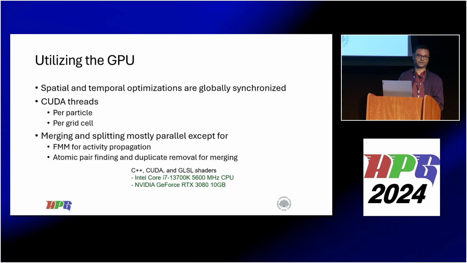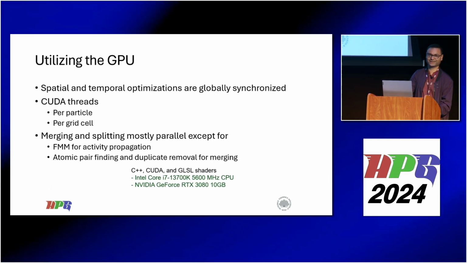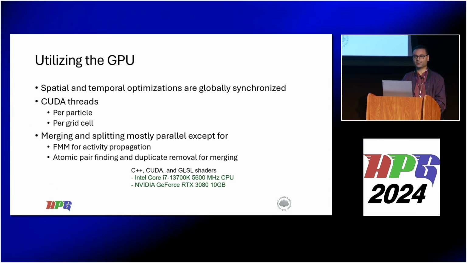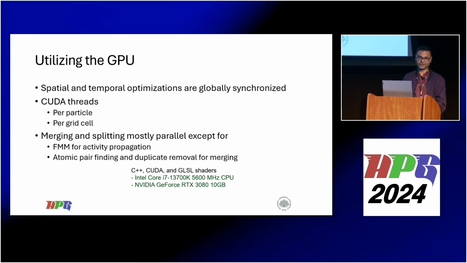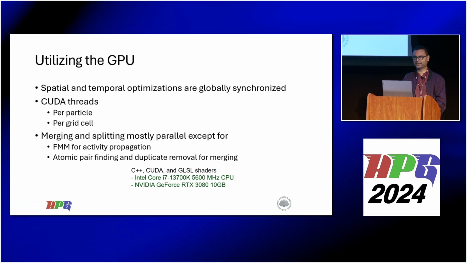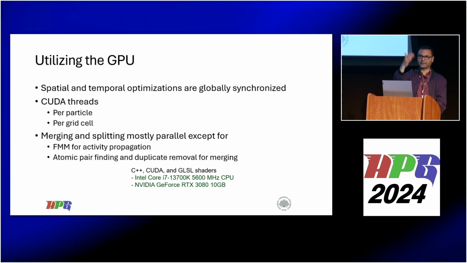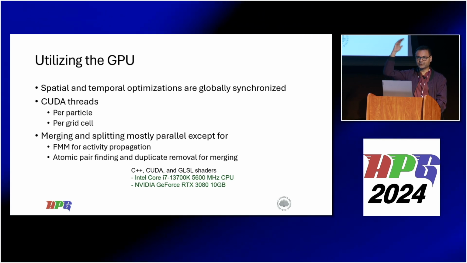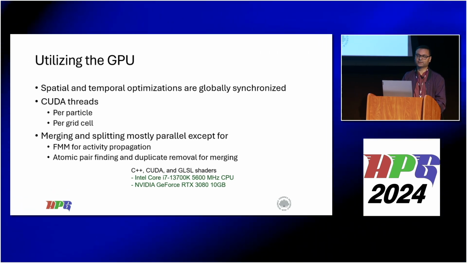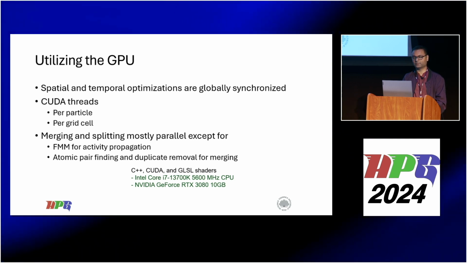For this conference, I know it's very important to talk a little bit about the parallel part, the GPU part. The spatial and temporal optimizations are globally synchronized, which means that all the particles that have been tagged for merging and splitting are tagged together and then split or merged, and then the next cycle of tagging for merging and splitting begins globally. The same goes for the temporal optimization.